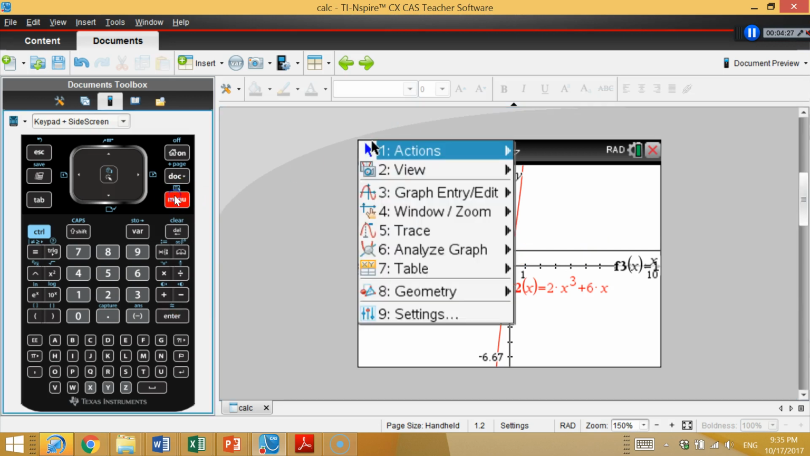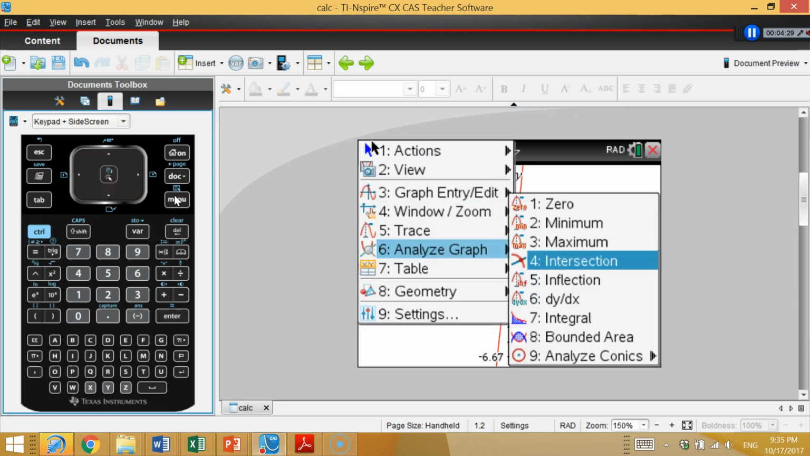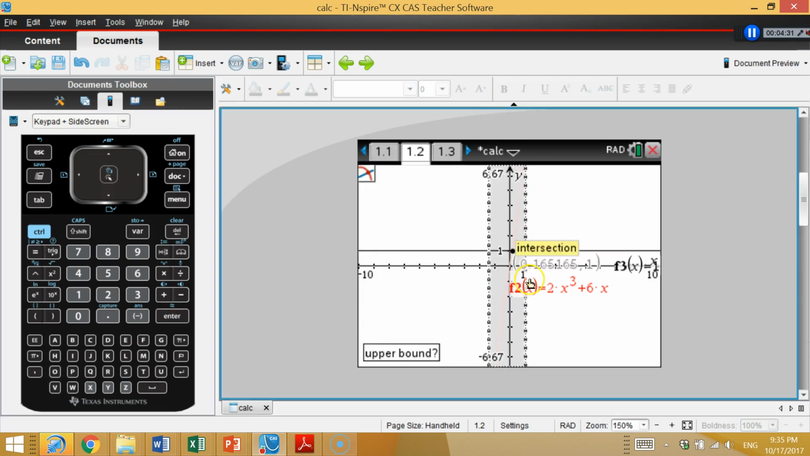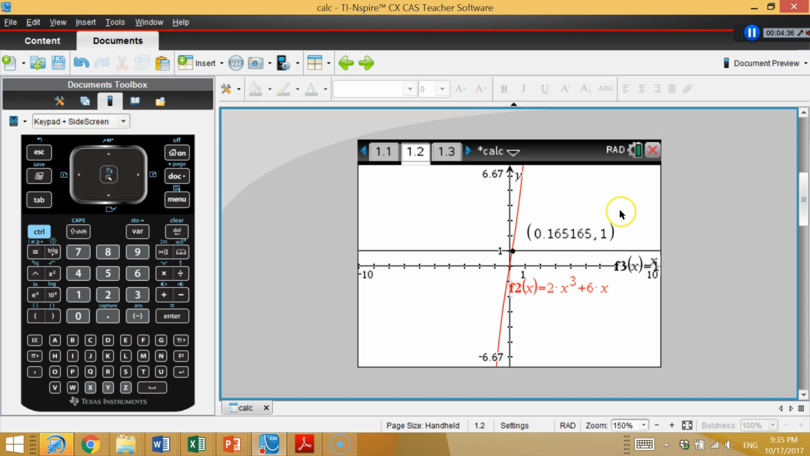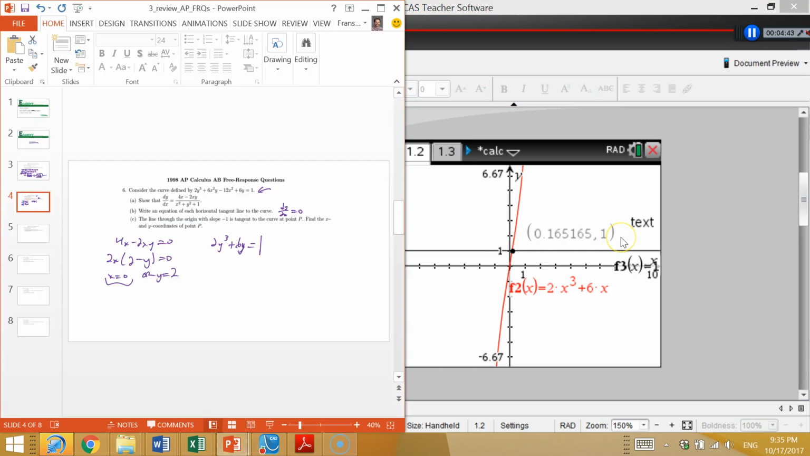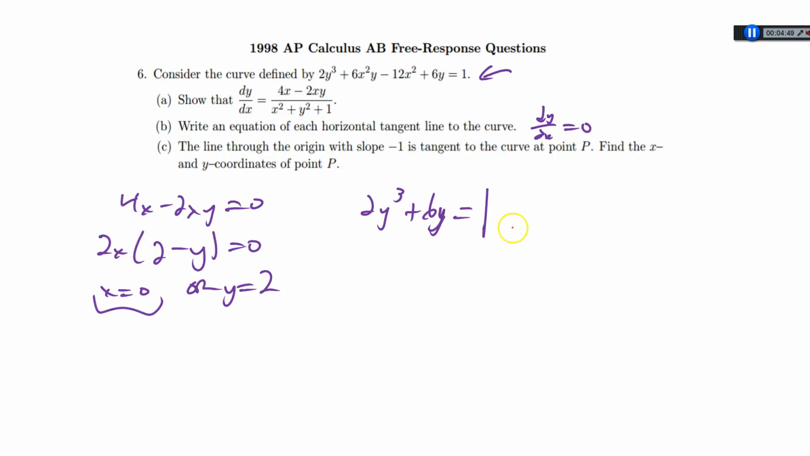I'm going to go to Menu, Analyze Graph, Intersection, left side, right there. There we go. I'm in my calculus document, so it gives me lots of decimals. I'm going to use 0.1651 because I like to go to 4 decimal places. So it could be when y equals 0.1651. And if y equals 0.1651, remember the derivative is 0.